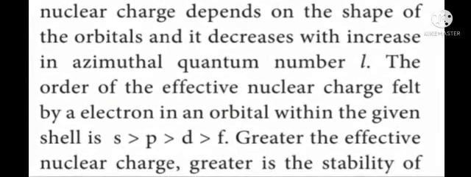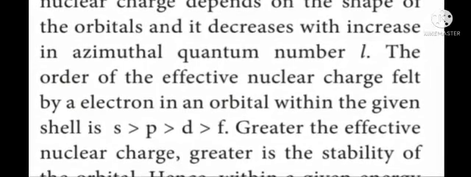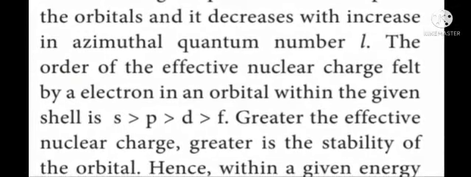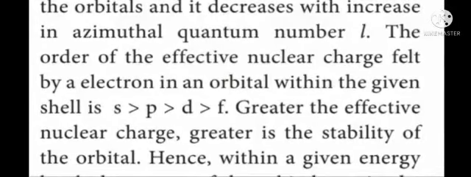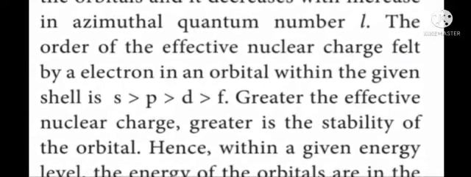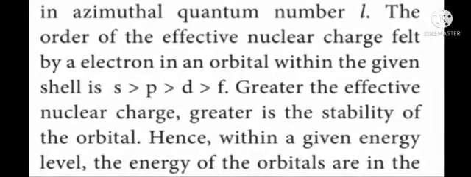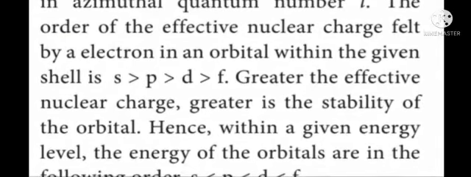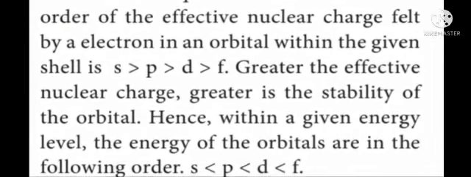Greater the effective nuclear charge, greater is the stability of the orbital. Within a given energy level, the energies of the orbitals are in the following order: s less than p less than d less than f. That is, the energy of the orbitals is in the order of s orbital less than p orbital less than d orbital less than f orbital. It is explained in the paragraph.